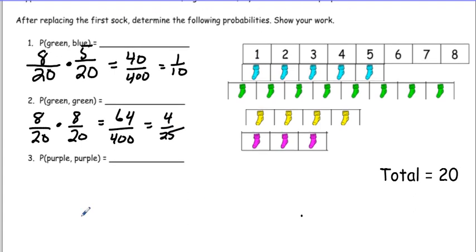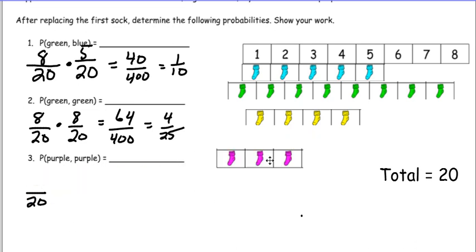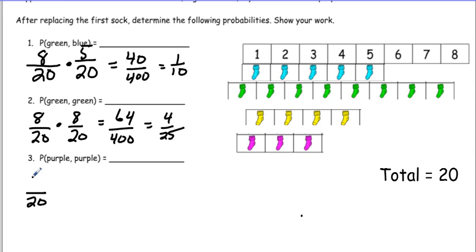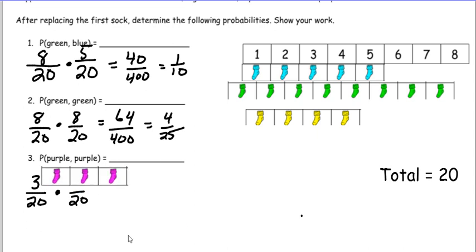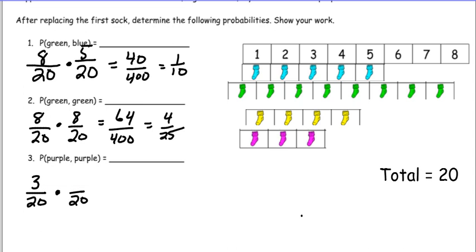What's the chance of getting a purple sock, putting it back in, and getting a purple sock? How many socks are in the drawer? 20. How many of them are purple? 3. So there's a 3 in 20 chance. Write fractions and multiply. How many socks are in my drawer? 20. How many of them are purple? 3. So 9 out of 400. Not very likely to happen.